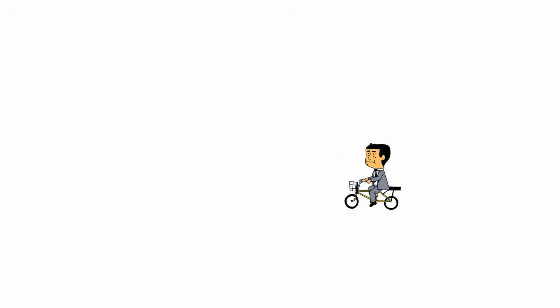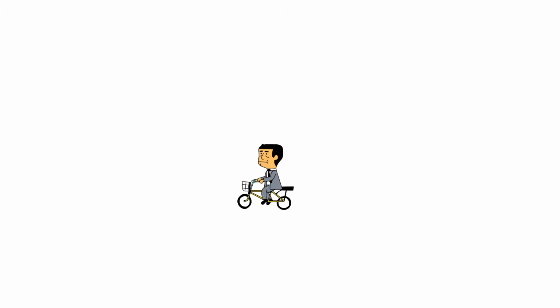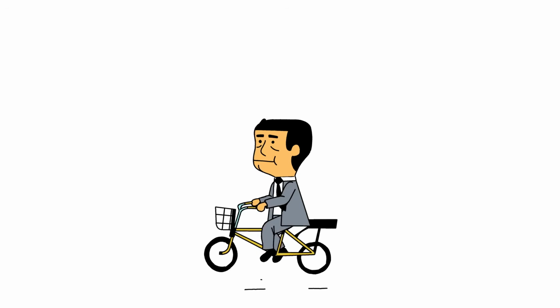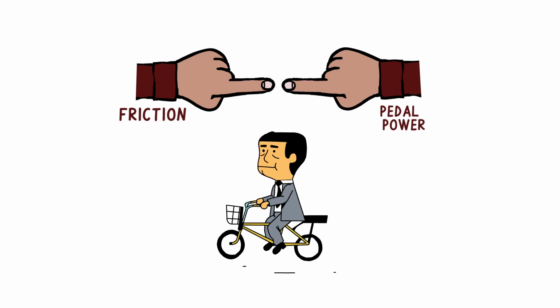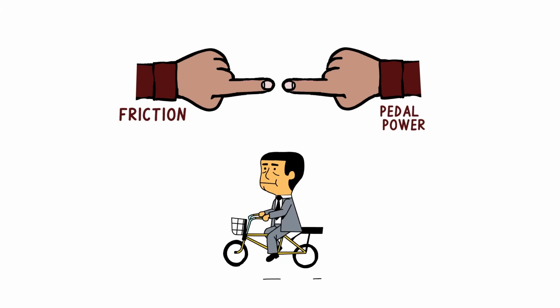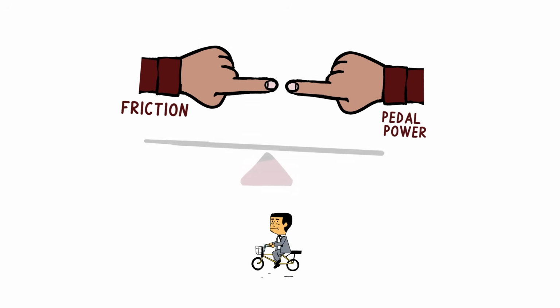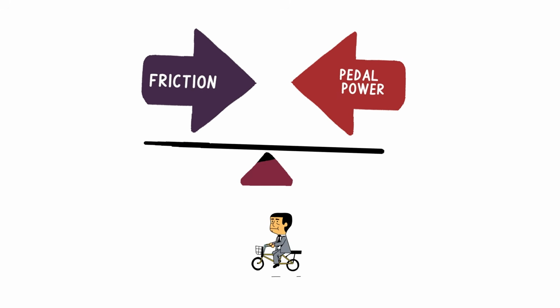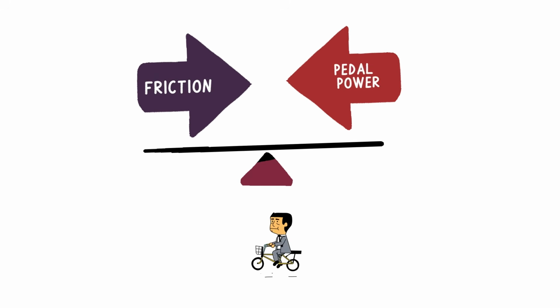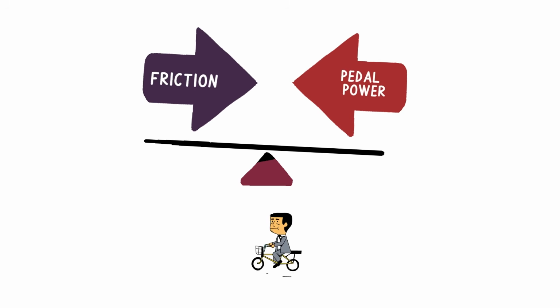This cyclist is pedaling to move forward, and the wind and the friction from the road is pushing back against him. Because the cyclist is moving at a constant speed, we can tell that the force from the pedaling and the force from the friction are perfectly balanced. This is an idea we're taking from science. For something to be moving at a constant speed, or even just to be sitting still, all of the forces at play need to be perfectly balanced out.